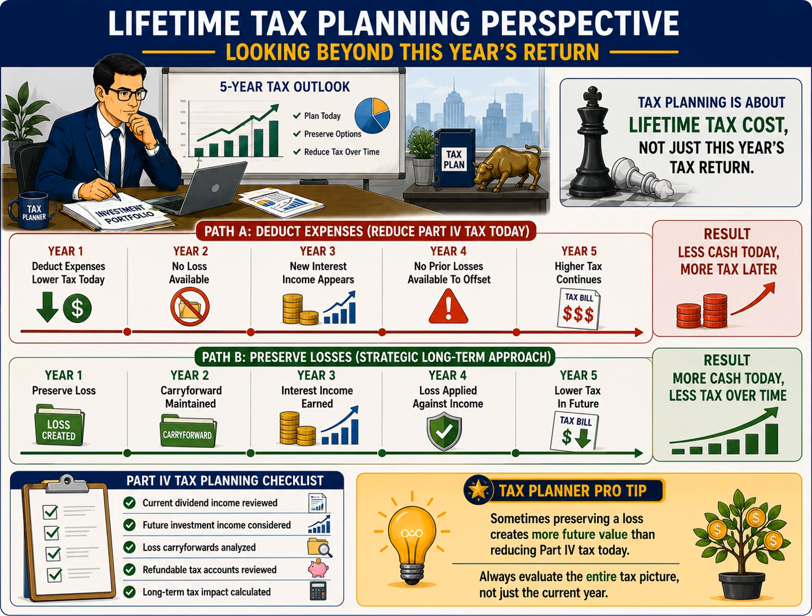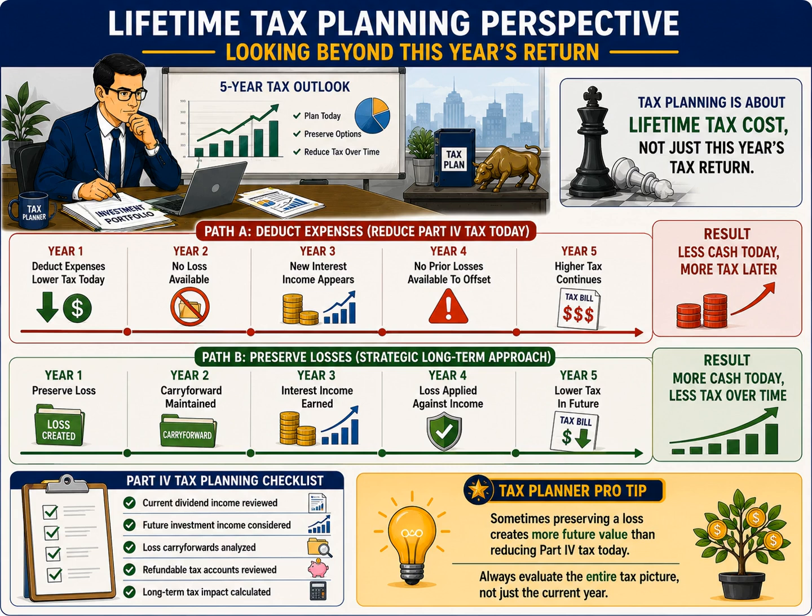At the top of the slide, you'll see a tax planner reviewing a multi-year outlook. This reflects the mindset required for effective corporate tax planning. Every decision should be evaluated not only for its immediate impact but also for its consequences in future years. Let's begin with the first timeline, shown in red. In year 1, the corporation chooses to deduct investment expenses against dividend income.